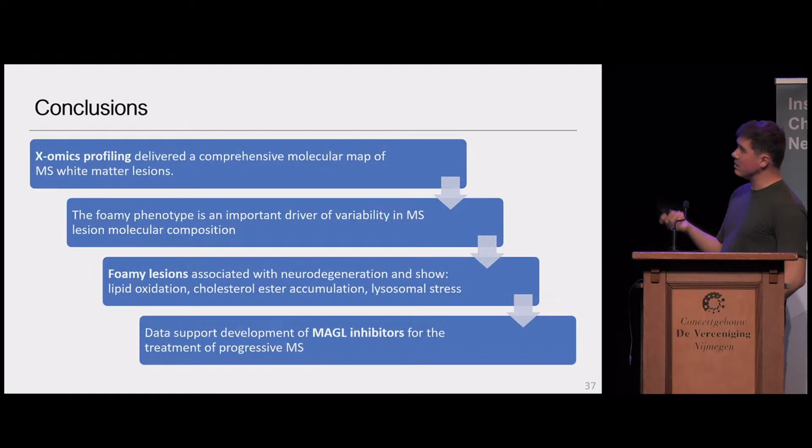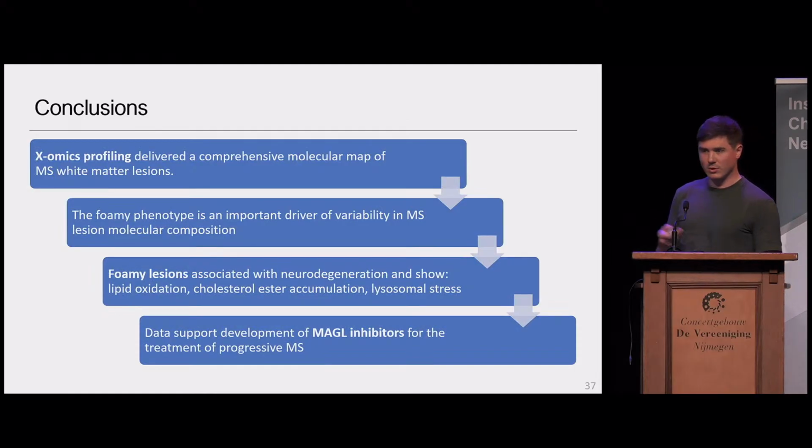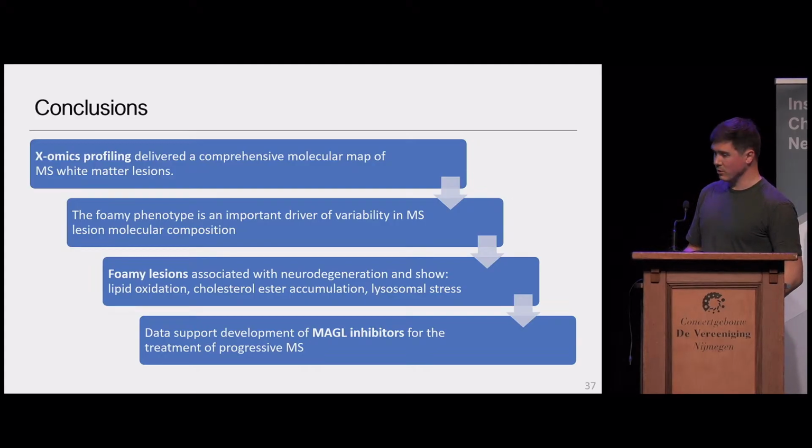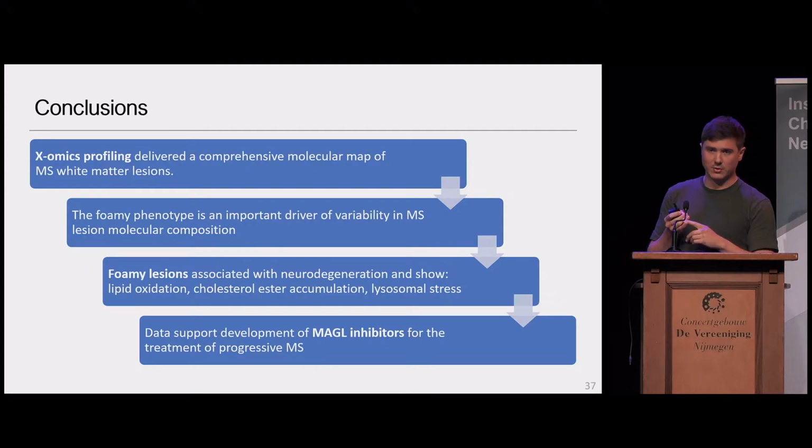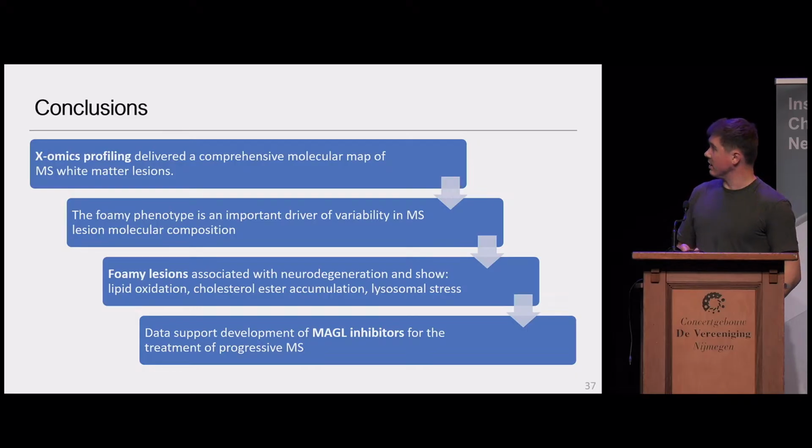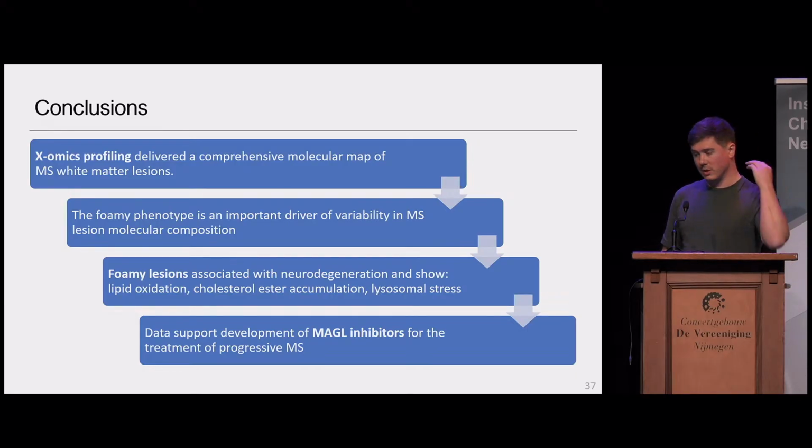With that, I want to draw some conclusions. I think the cross-omics profiling here of MS lesions delivered a very comprehensive map of specifically the foamy microglia, because that really was a big driver of variability in our data set. Foamy lesions are associated with neurodegeneration and also with increased lipid oxidation, cholesterol ester accumulation, and lysosomal stress. And lastly, I think our data will support the development of MAG lipase inhibitors for the treatment of progressive MS.